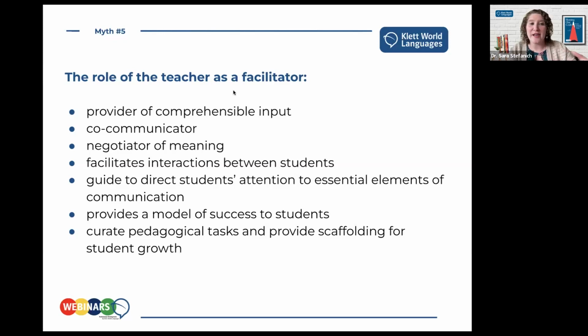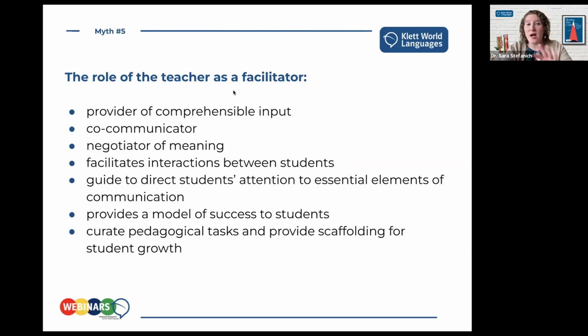We also facilitate interactions between students. I think in a lot of cases, if we didn't force our students to work in groups and pairs and to speak the target language, they would never do it. And so we're the ones facilitating that, so that as they grow, we as teachers are not the only provider of comprehensible input, but their classmates, the other students, are also providing that comprehensible input to them, that they are co-communicators, that they have to negotiate meaning with one another as well.